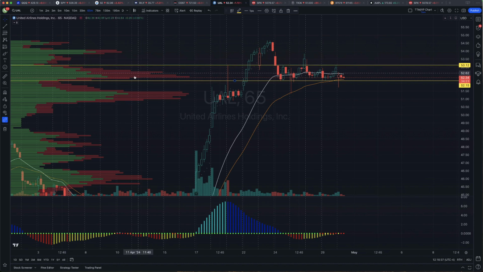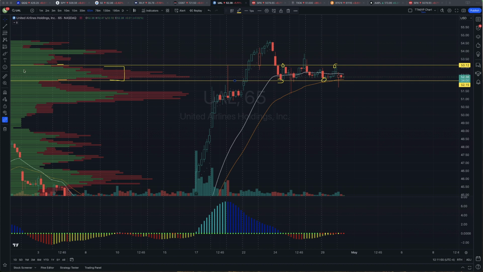And you can see here, this is the value area high and low of this node right here, right? And you can see that it is support, resistance, support, resistance, right? And this is on the 65-minute chart. So this is on the larger time frame chart.